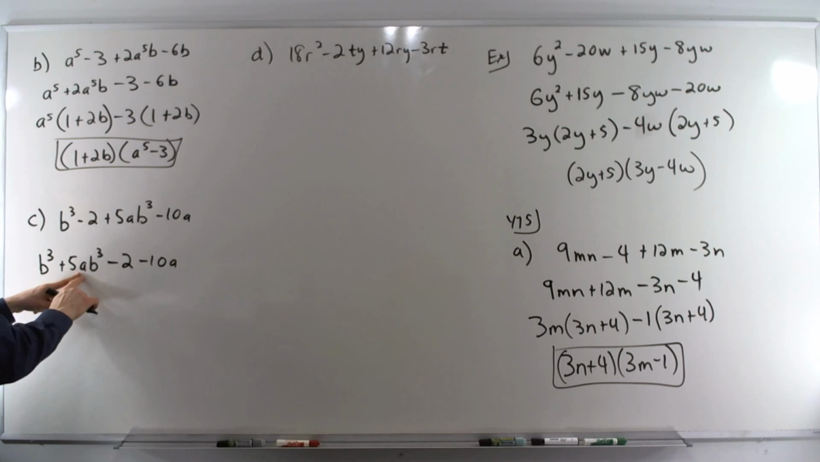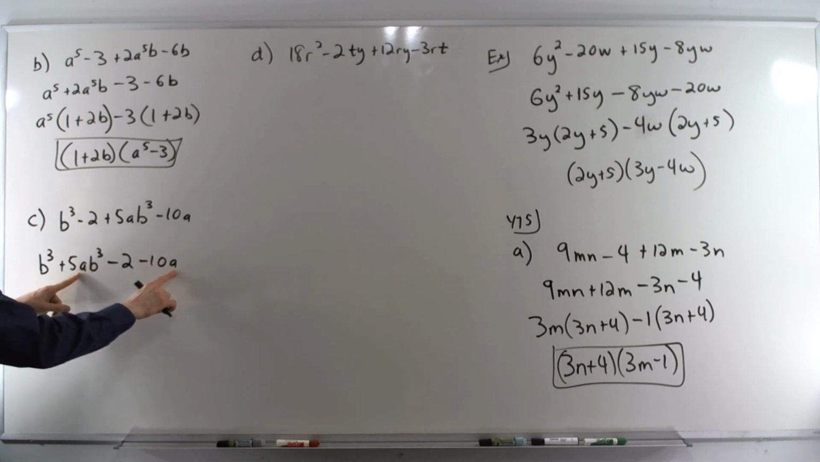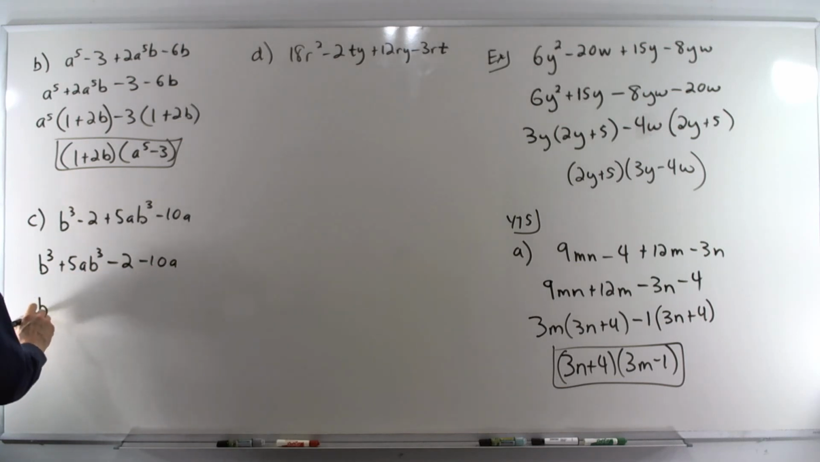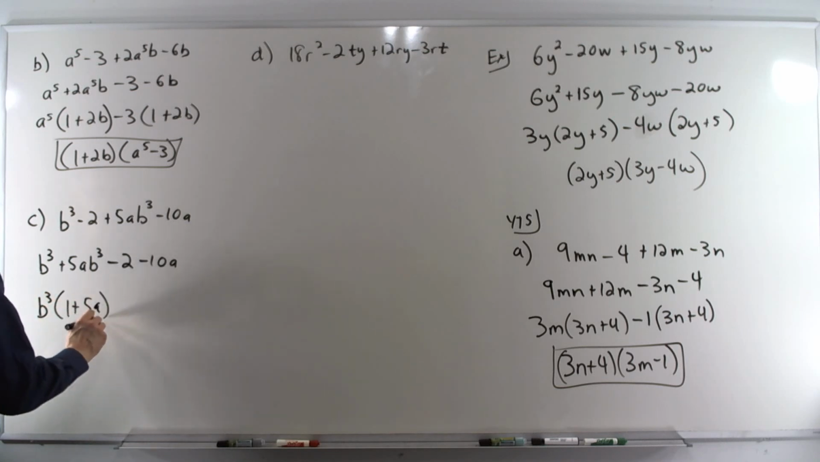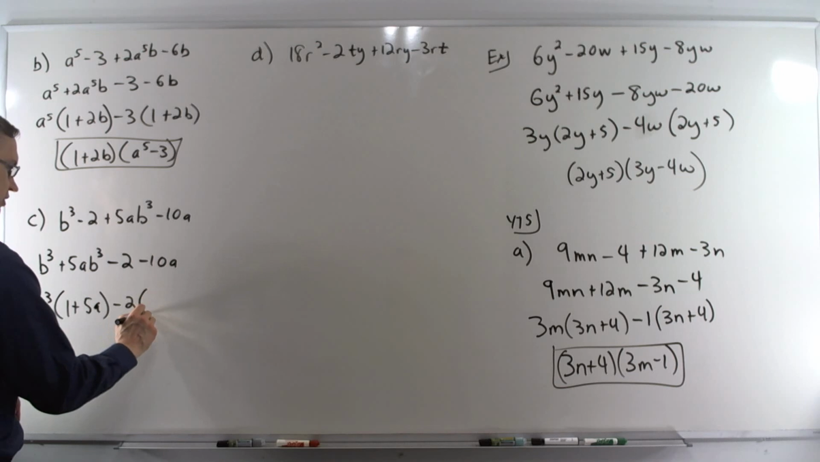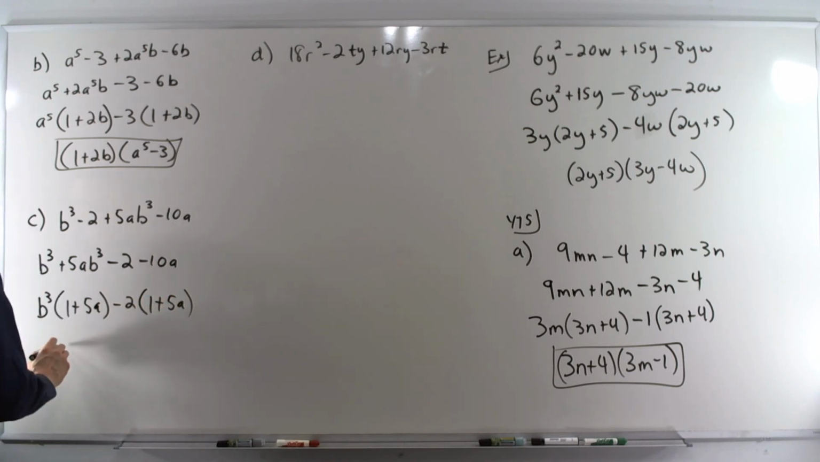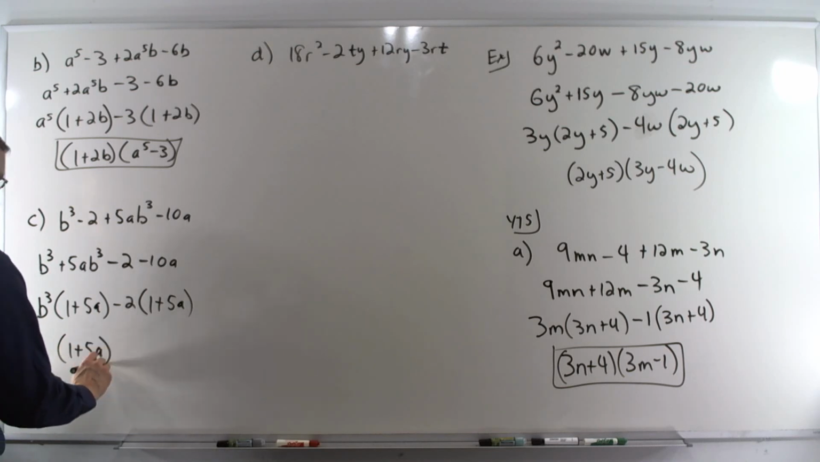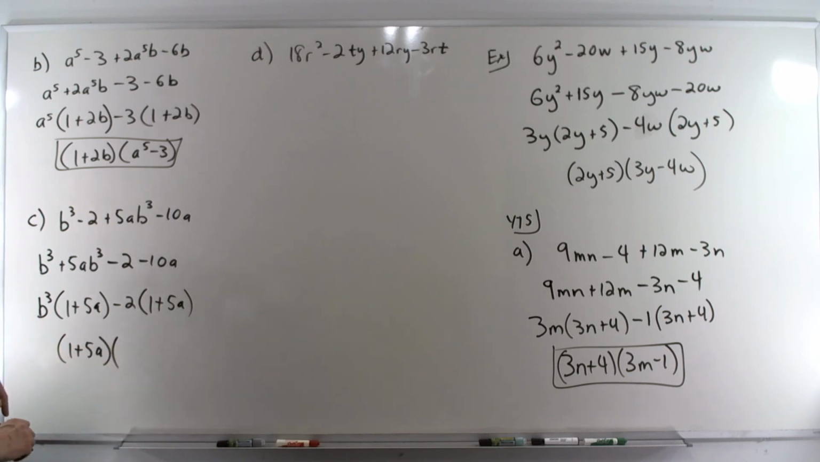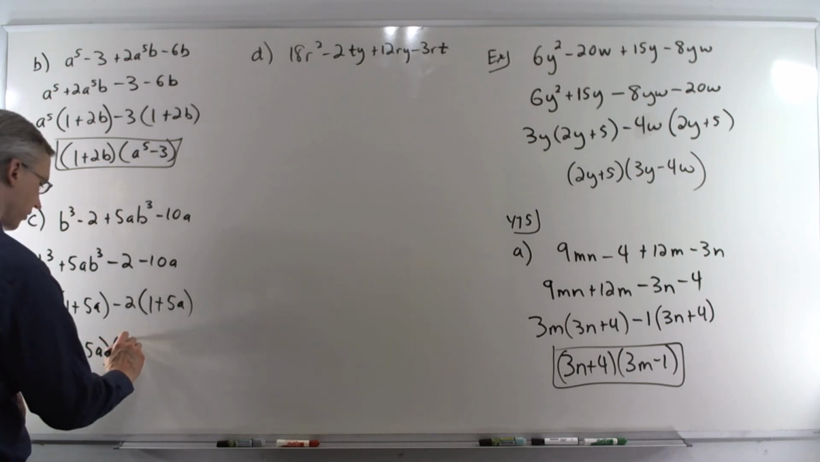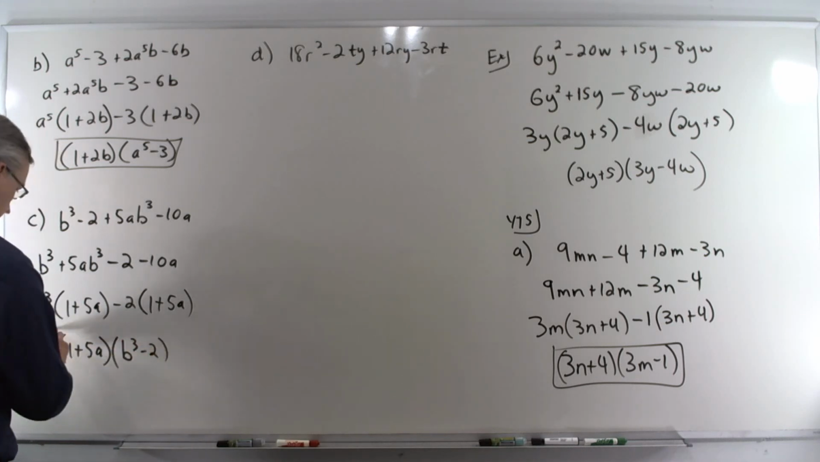And here the a is in the second term, here the a is in the second term. So that should work. So we'll factor out b to the 3rd power. You get 1 plus 5a. And over here I can factor out negative 2 and get 1 plus 5a. So our final answer here will be 1 plus 5a times b to the 3rd minus 2.